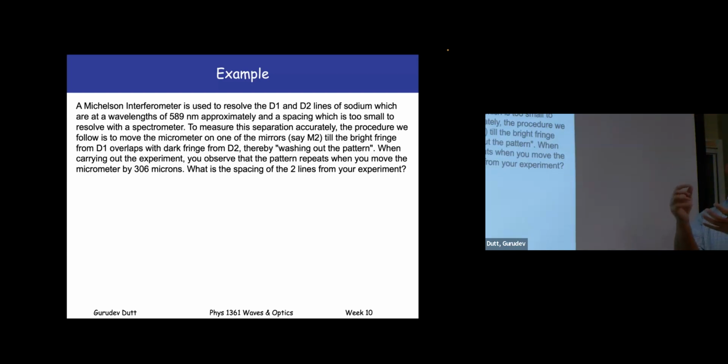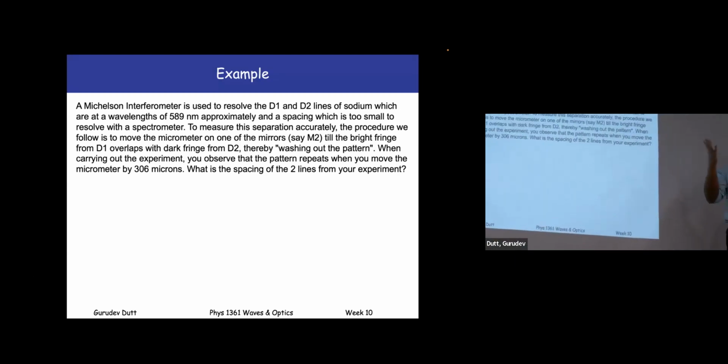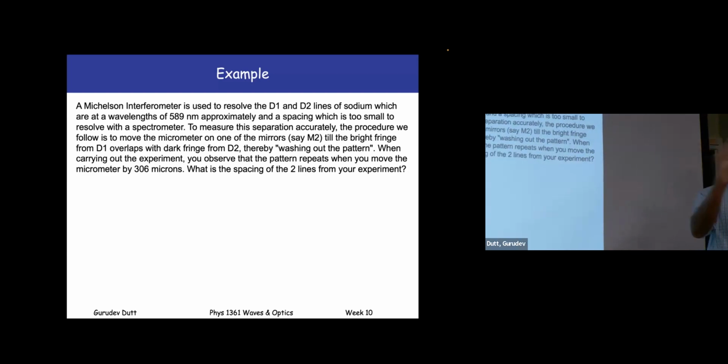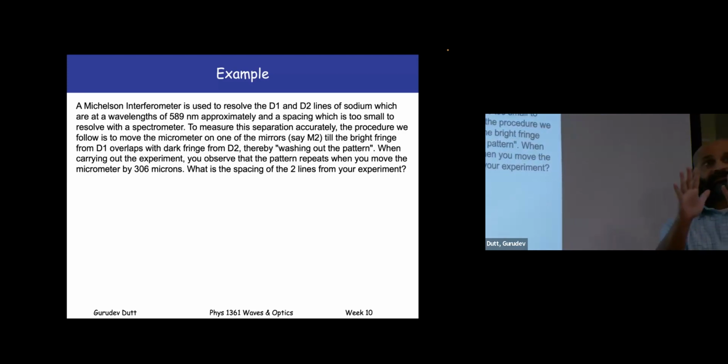Okay, so first what we do is we move the micrometer till this washing out of the pattern happens. And then we record the micrometer position. And then we move the micrometer till everything looks crisp again. And then we move it till we observe the next washing out of the pattern. So basically what has happened is N fringes of this one have overlapped with the N plus 1th fringe from the other pattern, because the other one has to shift by exactly one more fringe such that the dark fringe overlaps with the bright fringe of this one. So if this moves by N, the other has to move by N plus 1, basically, so that the dark and the bright fringe patterns overlap.